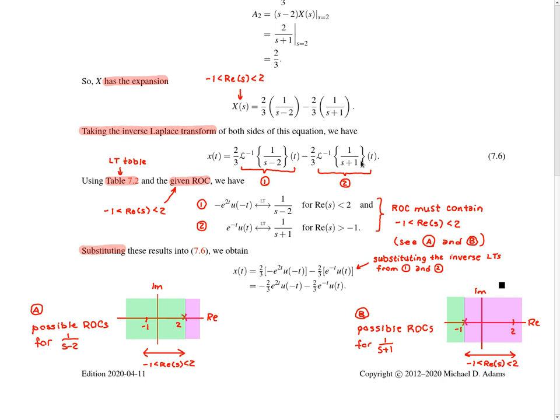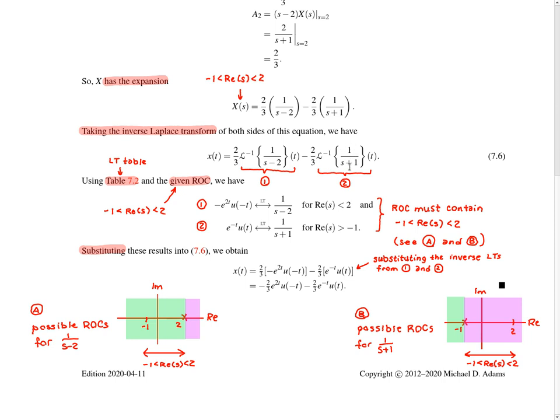At this point, we need to remember that the region of convergence is a fundamental part of the specification of a Laplace transform. So when we compute the inverse Laplace transform of a function, not only do we need to know the algebraic expression for the function, but we must also know its region of convergence. So what region of convergence should we use for 1 over s minus 2 when we compute this inverse Laplace transform here? And what region of convergence should we use for 1 over s plus 1 when we compute this inverse Laplace transform here?